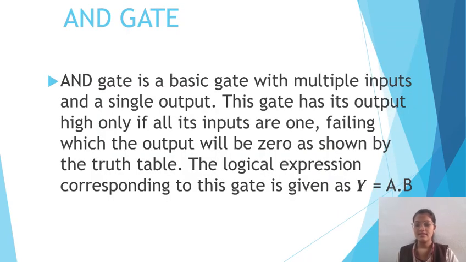The next gate is the AND gate. AND gate is a basic gate with multiple inputs and a single output. The gate has its output high only if all its inputs are 1, otherwise the output will be 0, as shown by the truth table. The logic expression corresponding to the gate is given as y equals a dot b. It means the multiplication of two inputs gives the output. This is about AND gate.